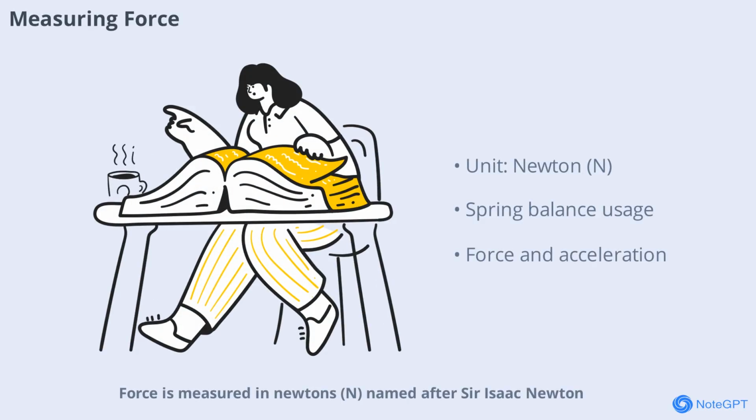Force is measured in Newtons, N, named after Sir Isaac Newton. 1 Newton is the force required to accelerate a mass of 1 kilogram by 1 meter per second squared. You might see force measured using a spring balance in your school lab. Understanding how to measure force accurately is crucial for solving physics problems and conducting experiments. Next, we'll see how force is related to the concept of work.